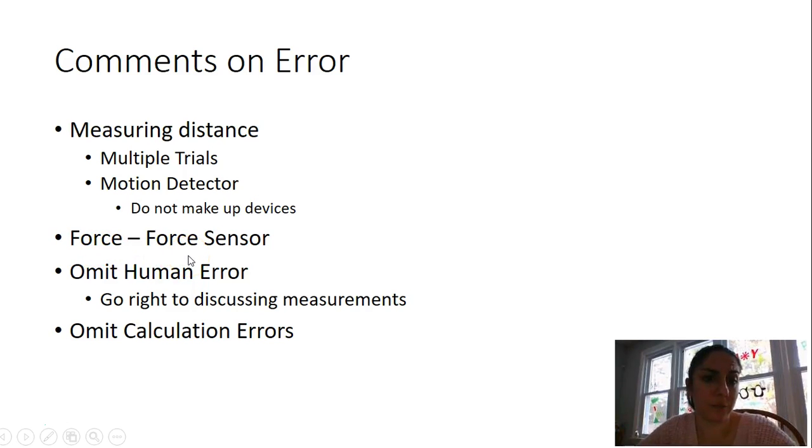Another idea I liked from the students that responded to this was actually using a force sensor instead of actually calculating the weight. That was another really interesting idea, so that's fine.